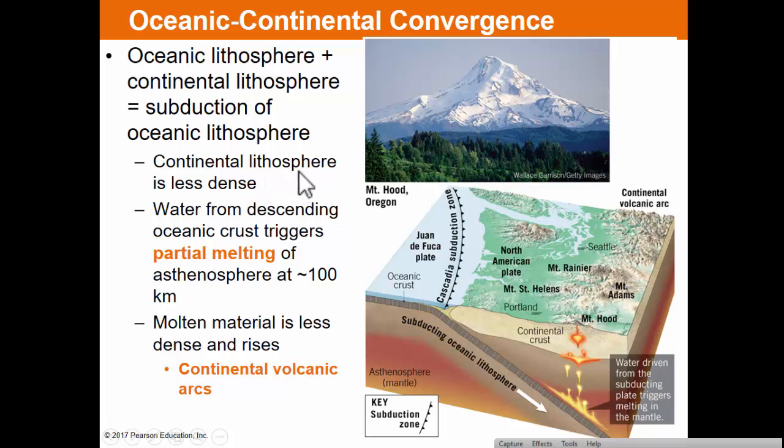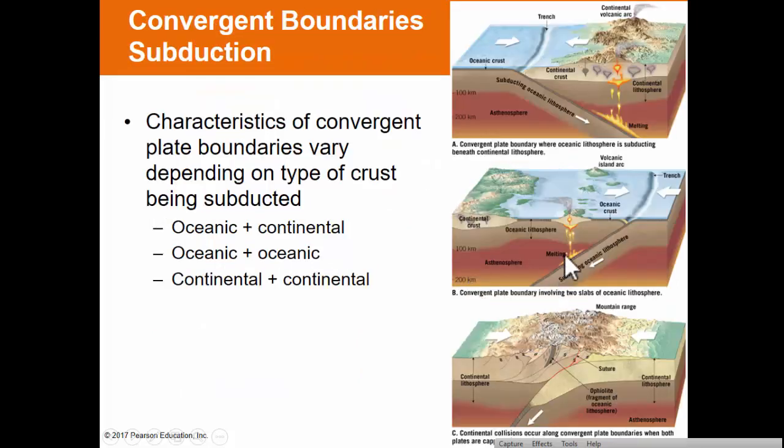Continental lithosphere is less dense than the oceanic lithosphere. The oceanic lithosphere is a little bit more dense than the asthenosphere, so it gets driven down into the asthenosphere. Water from that descending oceanic crust triggers partial melting at about 100 kilometers, and that molten material is less dense because it's hot, and it bubbles up to create those continental volcanic arcs, as opposed to oceanic island arcs, volcanic island arcs.